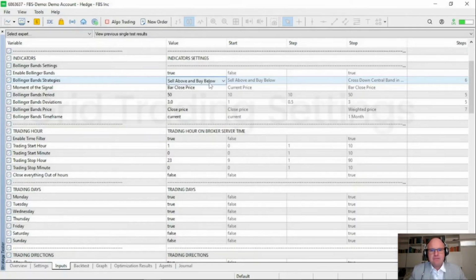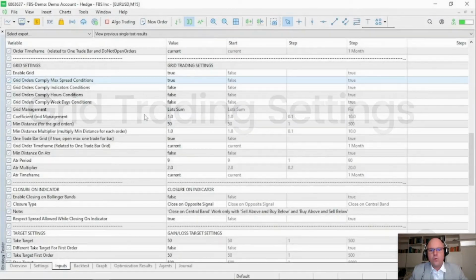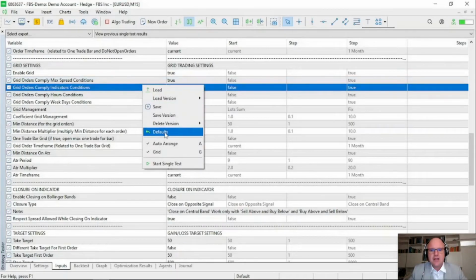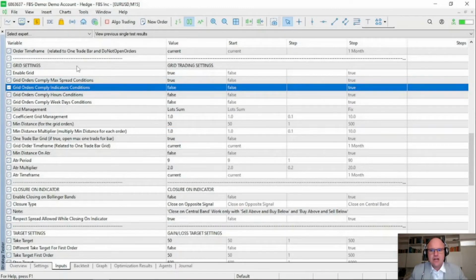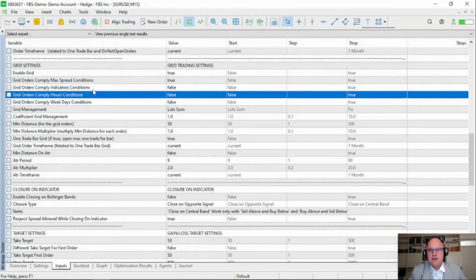Now, when we take a look at the other options that are available to us, it is important to understand that Dark Venus is a grid trading bot. What this means is if price goes against the original trade, it will continue placing trades in the opposite direction. So let's start with our grid trading settings. Firstly, you can enable or disable your grid. Our next four options are filters and work as follows.